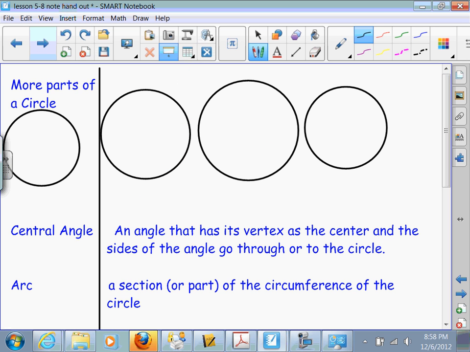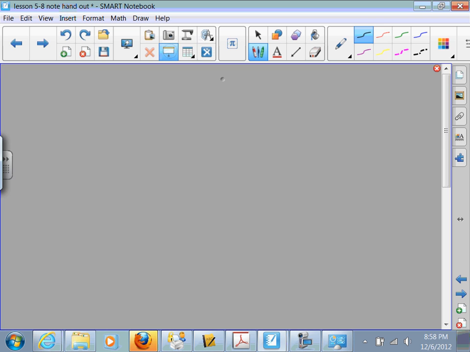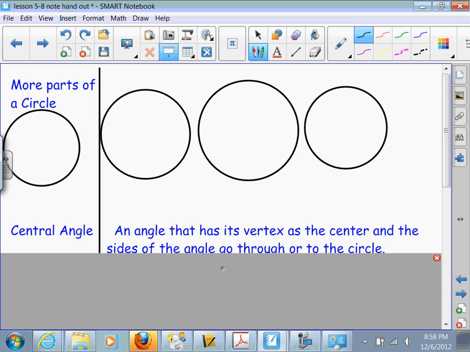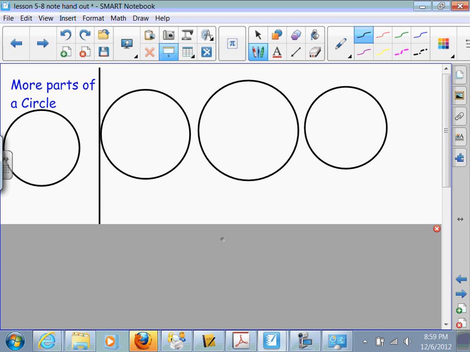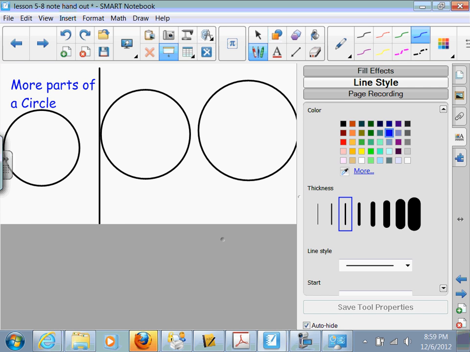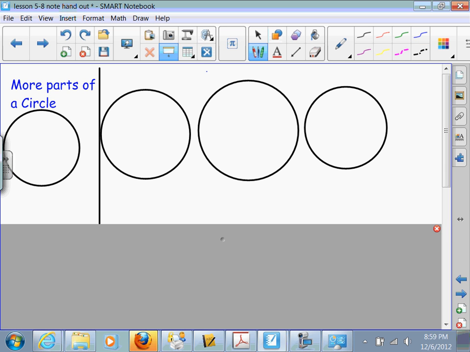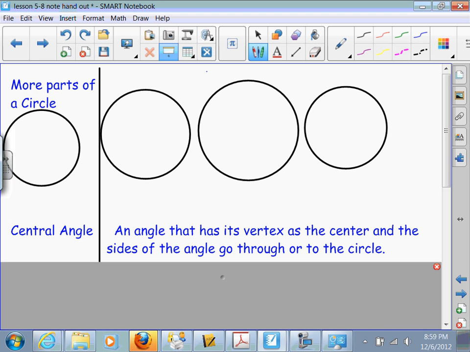We have more parts of a circle here. Again, I encourage you to pause when you need to. Okay, so a central angle. What's a central angle? Let me get a different color here. A central angle is an angle that has its vertex as the center of the circle. So it has its vertex on the center, and the sides of the angle go through or to the circle.